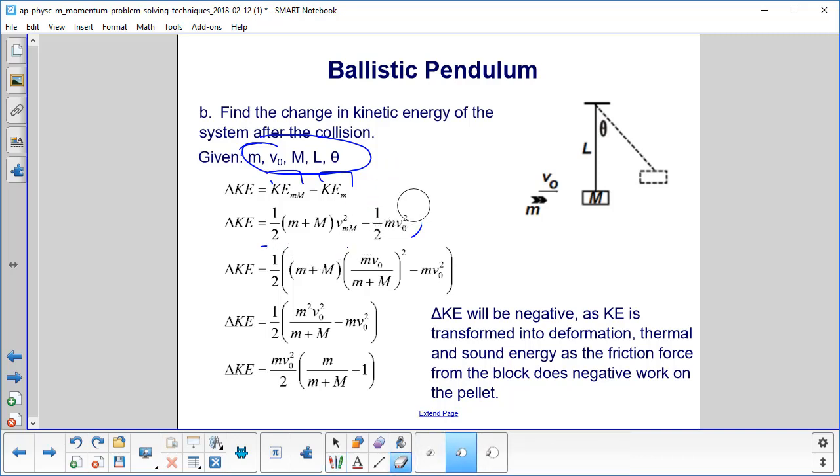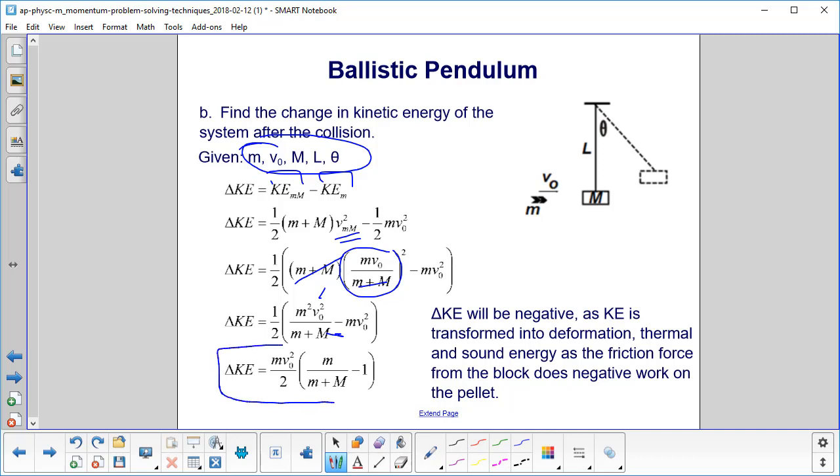This is getting a little too busy. So we replace it with the value that we found for the velocity of the pellet mass system on the previous slide, and that's this guy right here. And you can see how this is going to cancel with one of these, and we'll still have one left. Then you square the top, you get m squared v0 squared, and then we do a little more factoring, and we come up with this.